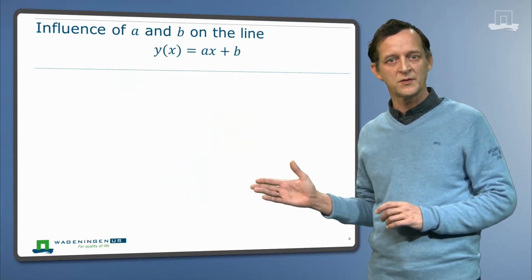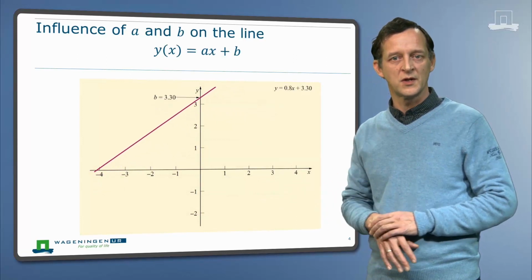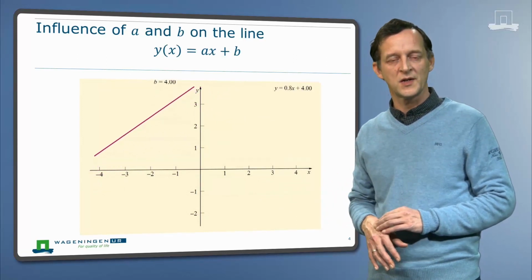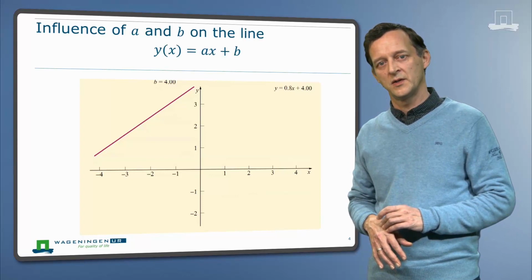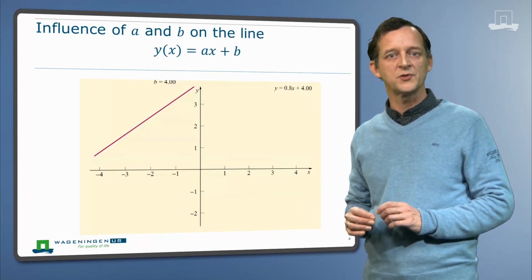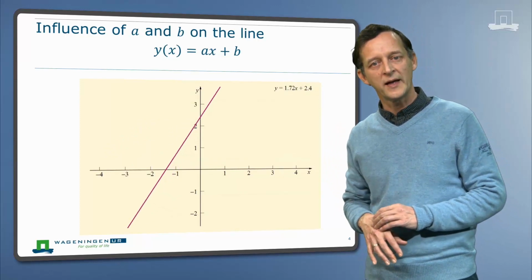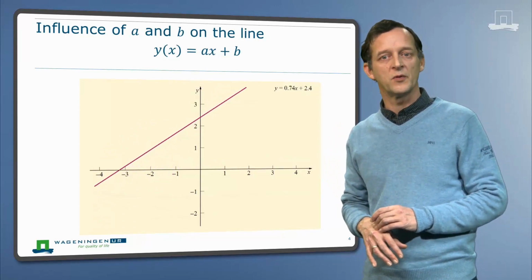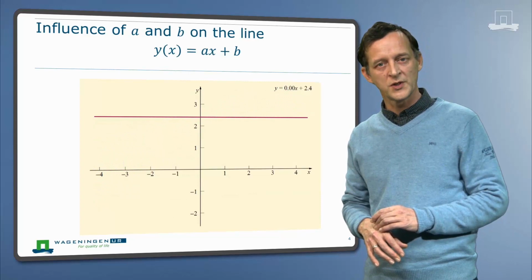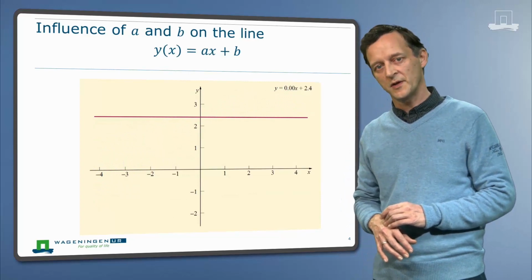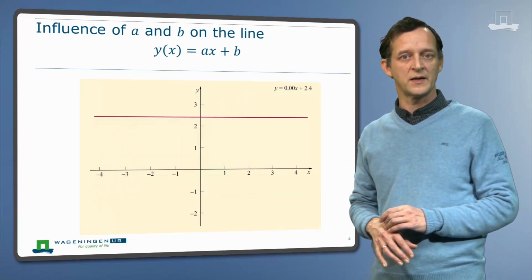In this animation you can see what the influence is of changing a and b. Changing b causes the line to shift upwards or downwards, while changing the number a influences the slope of the line. Note that if the slope a equals 0, then we have a horizontal line.